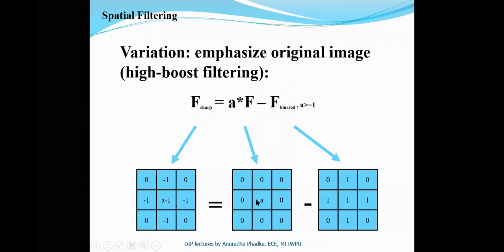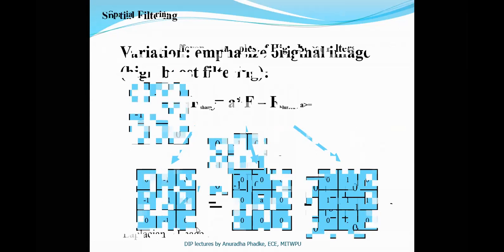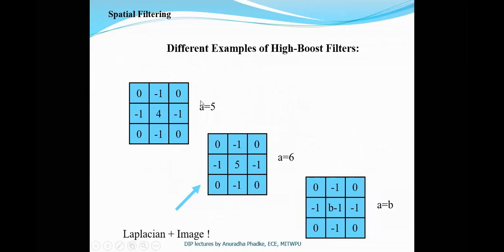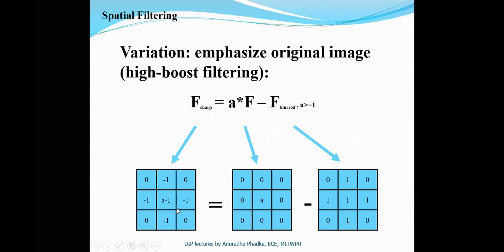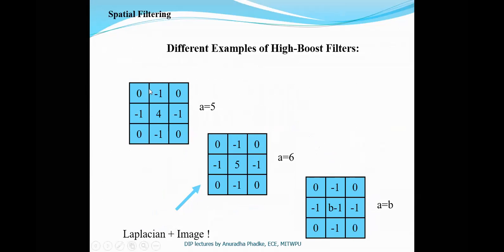So the central coefficient value is A minus 1, and 0 minus 1 gives you minus 1 here. 0 minus 1 gives you minus 1. Similarly, minus 1 here, minus 1 here. Okay, so now this is your high boost filter mask. According to the value of A, you can get different versions of the high boost filter. So if your A is equal to 5, you will get this mask because your central value is A minus 1, 5 minus 1. So this gives you this mask: 4, minus 1, minus 1, minus 1, minus 1.